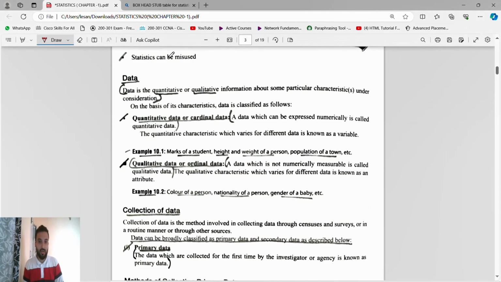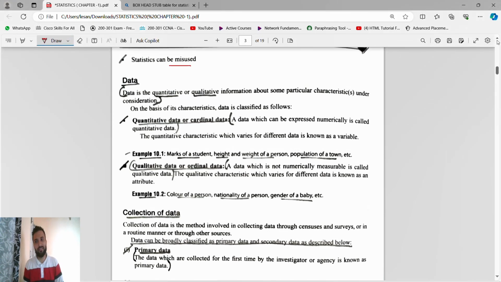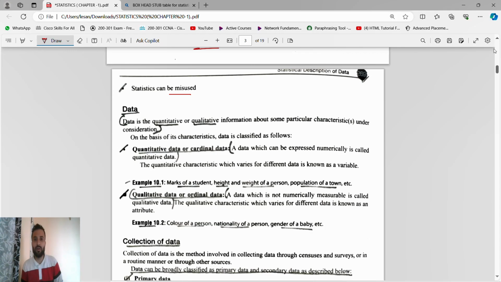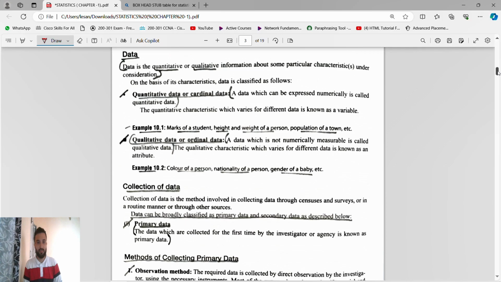Statistics can be misused. Yes, it can be misused because it does not give you the exact value. If you think that it is the exact value, you are misusing it.